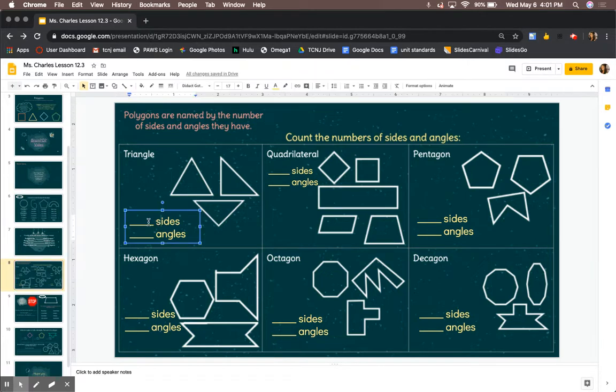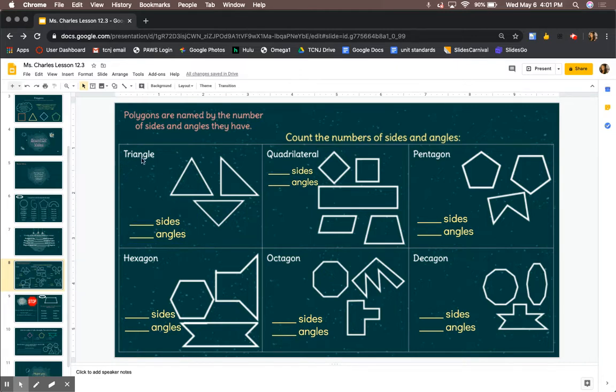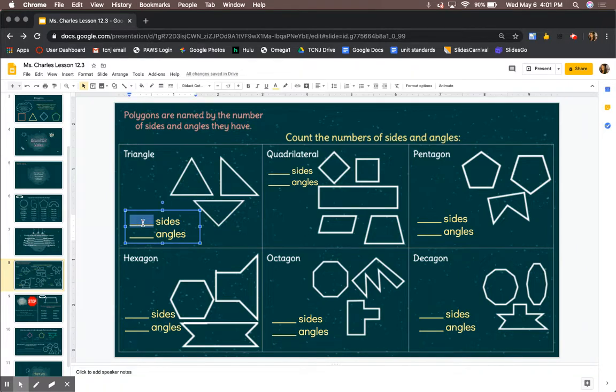So we would click. And once again, you just double click where the line is and it would bring you to this so that when I type my answer, let's count the number of sides. 1, 2, 3. So a triangle has 3 sides.